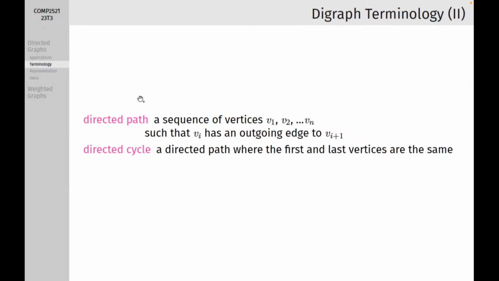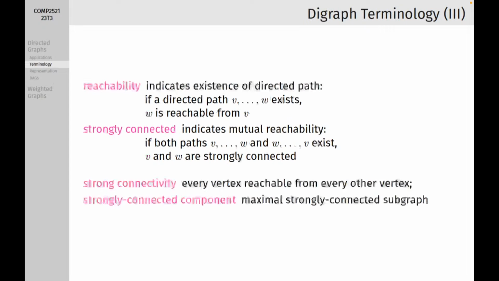So, we have also the notion of directed paths and directed cycles. A directed path is basically the same as the notion of a path in an undirected graph. It's a sequence of vertices where each vertex has an outgoing edge to the next vertex. And a directed cycle is just a directed path where the first and last vertices are the same.